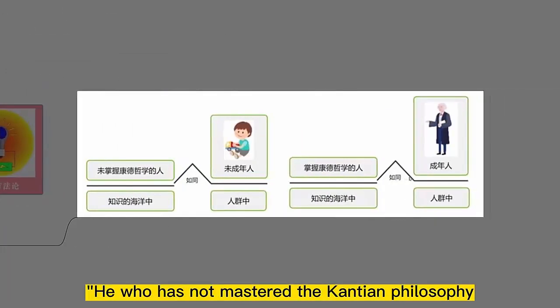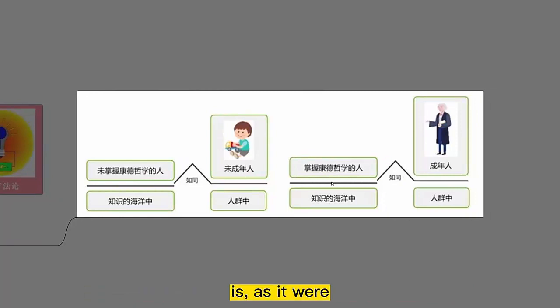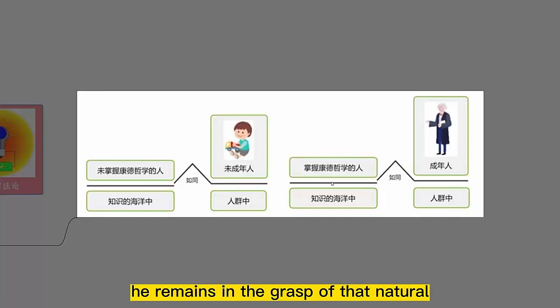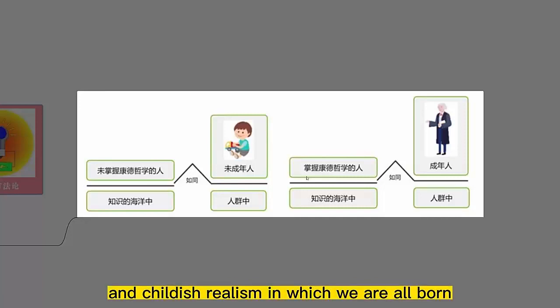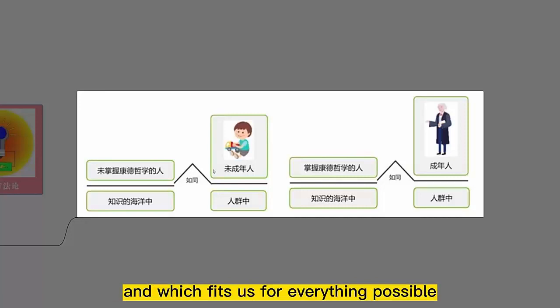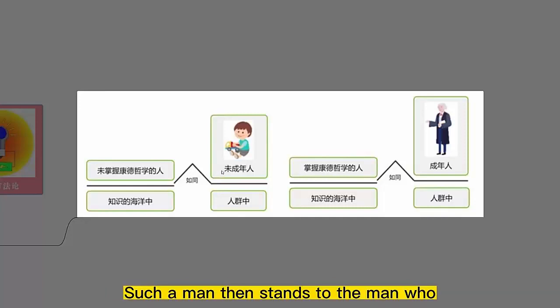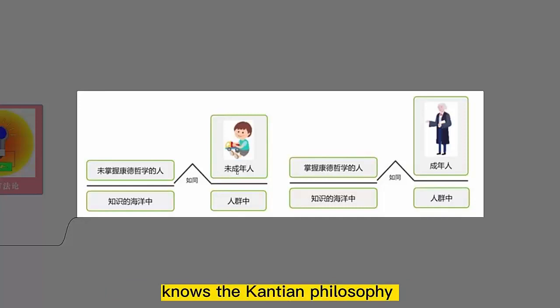Schopenhauer said, "He who has not mastered the Kantian philosophy, whatever else he may have studied, is, as it were, in a state of innocence, that is to say, he remains in the grasp of that natural and childish realism in which we are all born, and which fits us for everything possible, with the single exception of philosophy. Such a man then stands to the man who knows the Kantian philosophy as a minor to a man of full age."